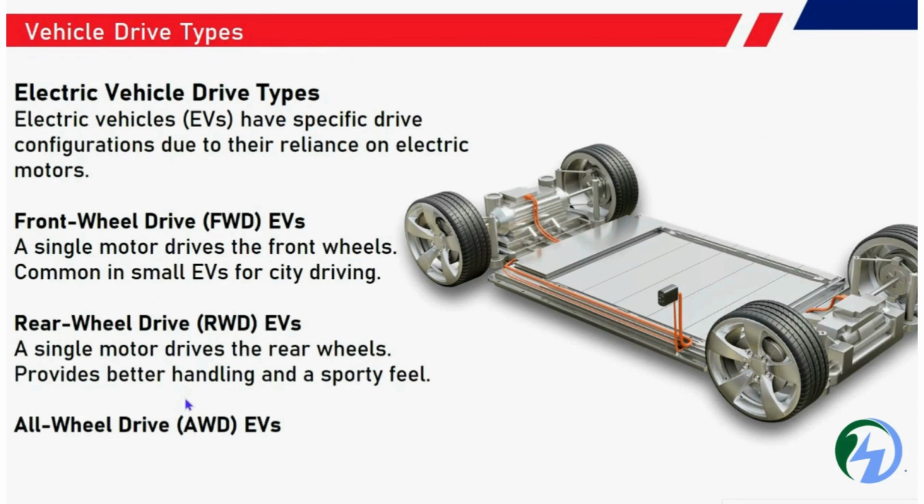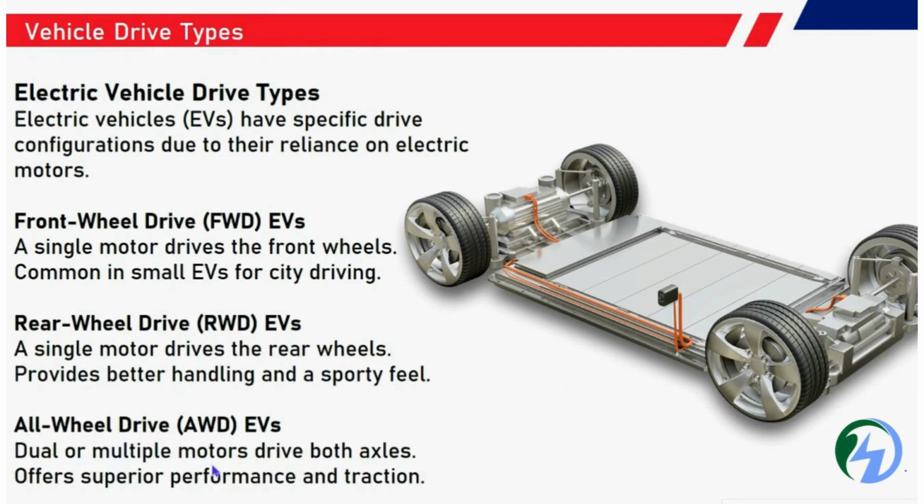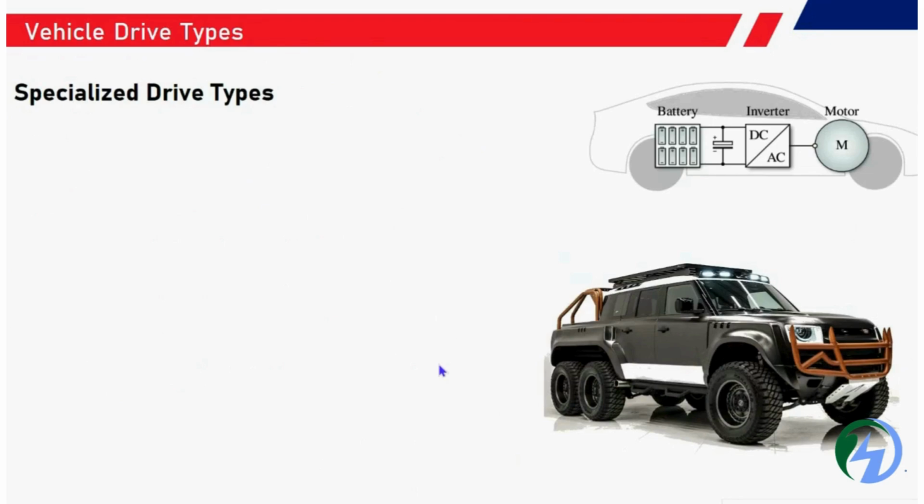All-wheel drive for EVs has dual or multiple motors. Usually it will run with either dual or four motors. It provides superior performance, and you get good traction on all the wheels, because in an EV the power is distributed across the wheels, and each can drive independently of the other wheels. So all-wheel drive is one of the featured options for EV vehicles.